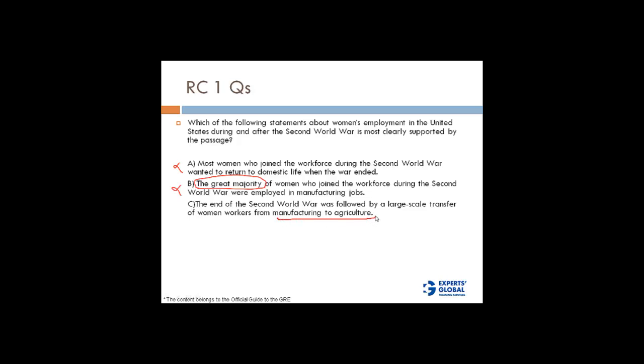Okay, now are we talking about a transfer? We know that manufacturing employment is decreasing and agriculture employment is increasing, but is that a transfer? Does the paragraph say that women who are leaving jobs in manufacturing are getting jobs in agriculture? It does not directly state that. So there is a little bit of confusion here. Let's put a question mark.